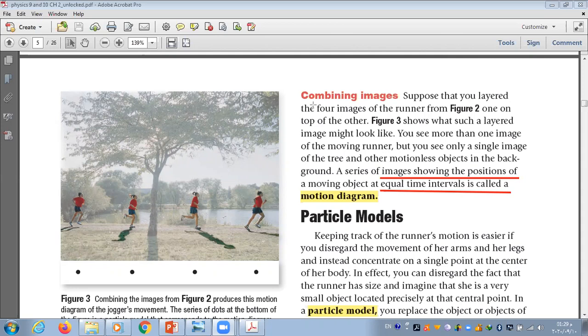So scientists thought about another model that will be more practical. They thought about the particle model. The particle model is based on the motion diagram. Here they replaced the moving object with simple dots. So the particle model is about replacing the moving object with simple dots.